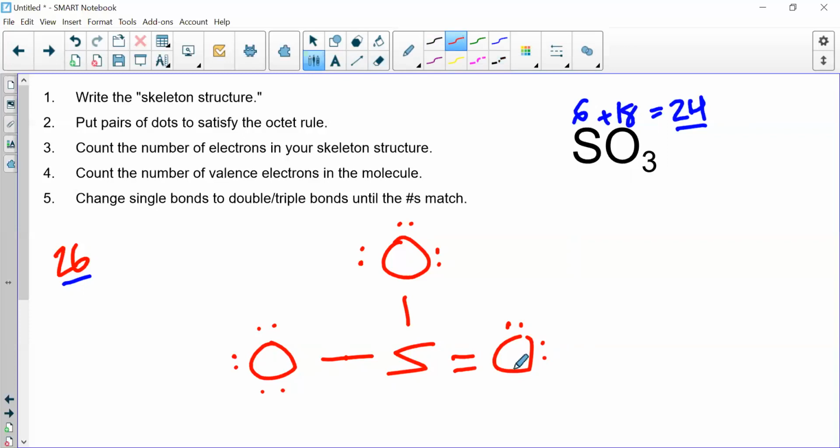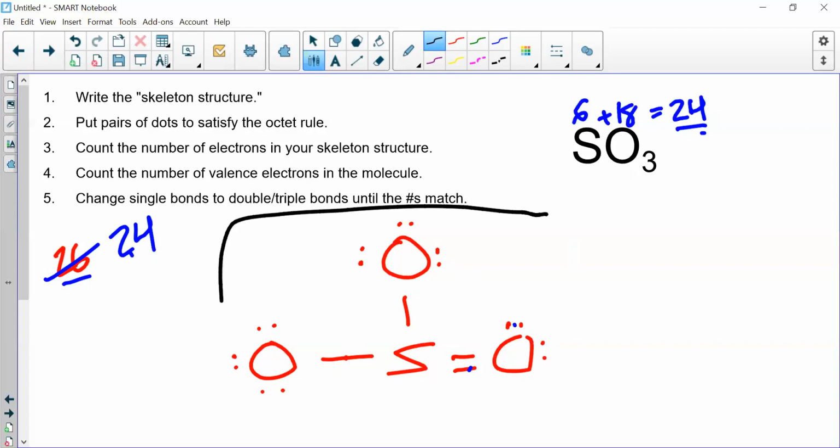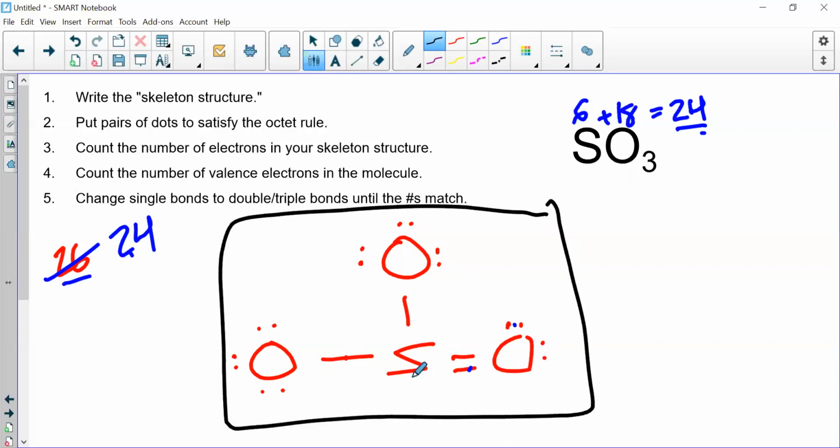Make sure our octet rule is still satisfied. For this O, we have 2, 4, 6, 8. For this S, we have 2, 4, 6, 8, so we're still good. That should have knocked us down by 2. Let's double check. 2, 4, 6, 8, 10, 12, 14, 16, 18, 20, 22, 24. Notice now the 2 numbers match, meaning this is the correct Lewis structure for sulfur trioxide. It's a sulfur atom with a single bonded oxygen, a single bonded oxygen, and a double bonded oxygen. And those single bonded oxygens each have 3 lone pairs or 6 electrons. And the double bond has 2 lone pairs.